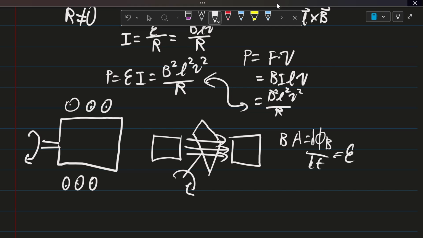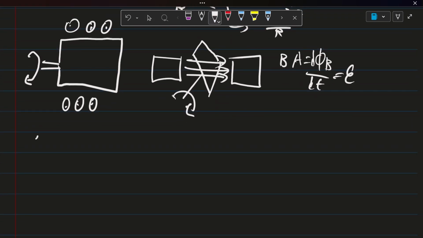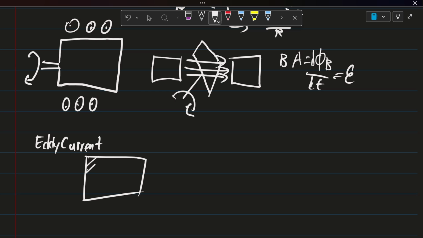So now I want to discuss a little bit about eddy currents. So what are eddy currents exactly? An eddy current is a current that is formed from a changing magnetic field in a piece of conductor. So if we have this conductor here, this conductor is filled with electrons, right? And so you could apply a changing magnetic field, and according to Faraday's law, there should be an EMF, thus causing a current within this material.